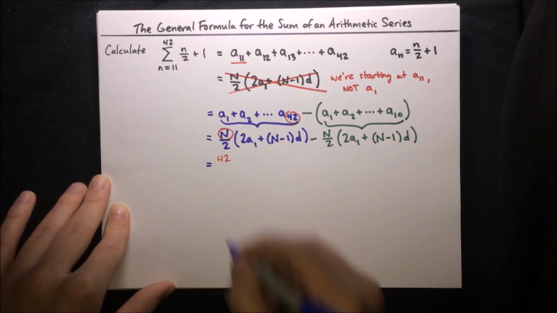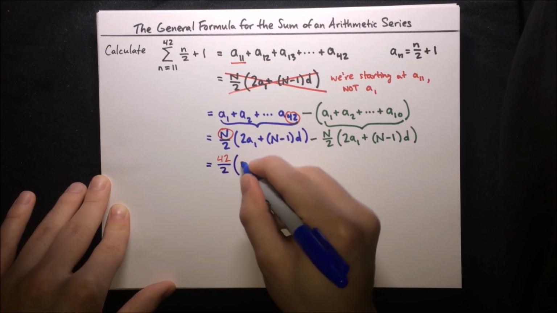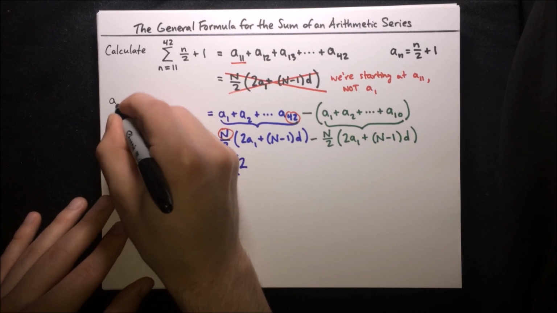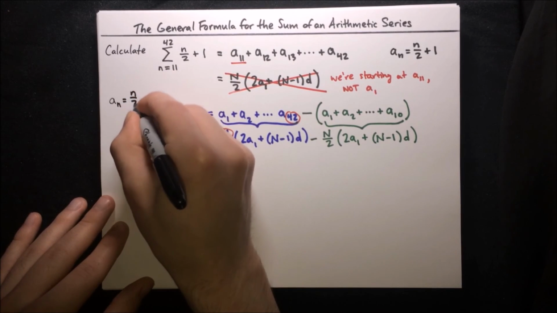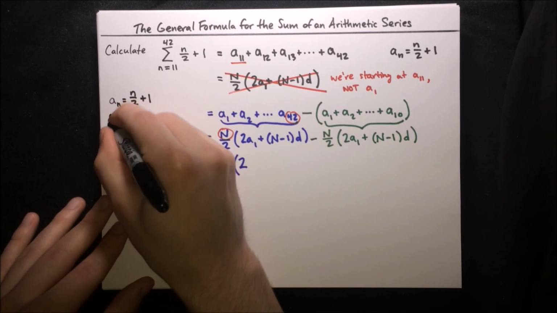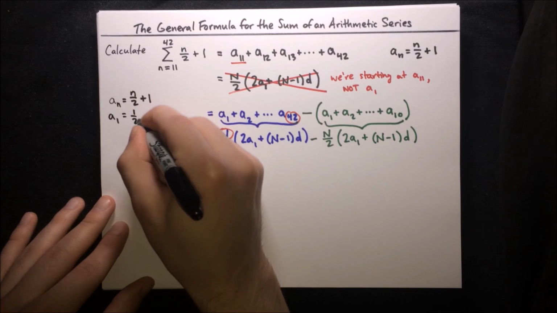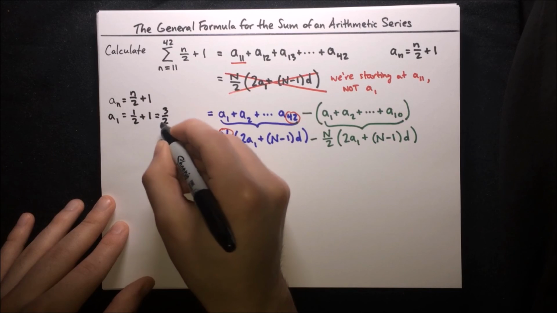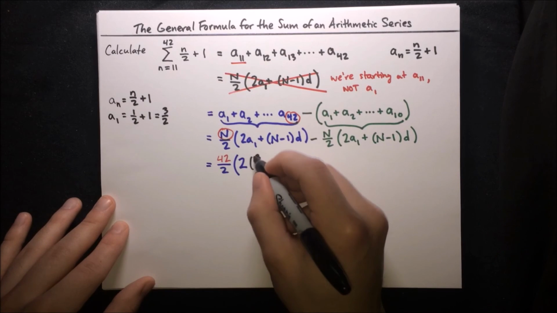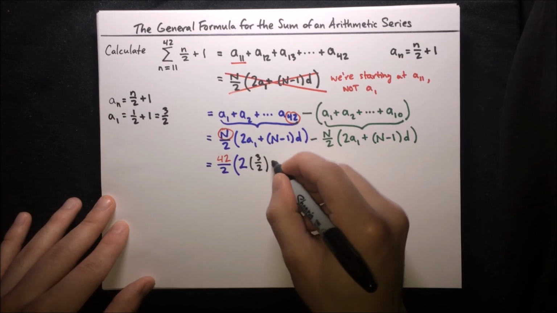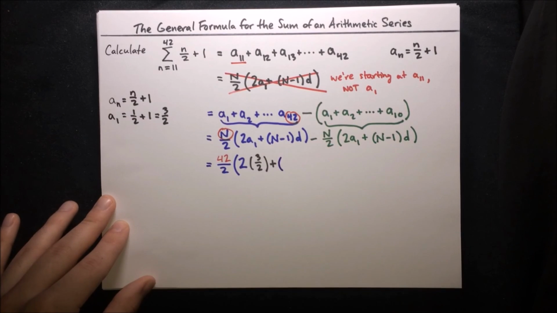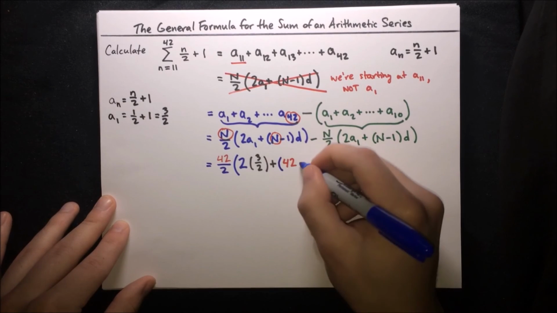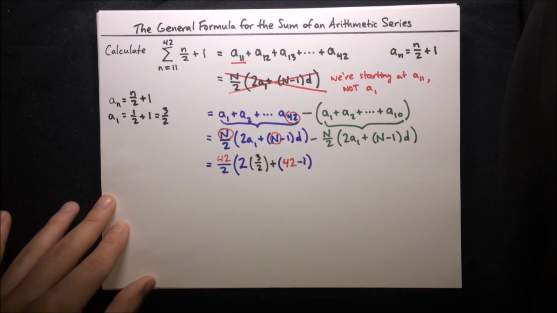That's equal to 42 over 2 times 2a1. So 2 times a1. Let's work out what a1 is over here. We know that an is equal to n over 2 plus 1. So that means a1 is equal to 1 over 2 plus 1. A half plus 1 is just 3/2. So there we go. That's our value of a1. So 2 times 3 over 2, and then plus n minus 1 times the common difference. Again, n here is just 42, so plug in 42, that minus 1, times the common difference.